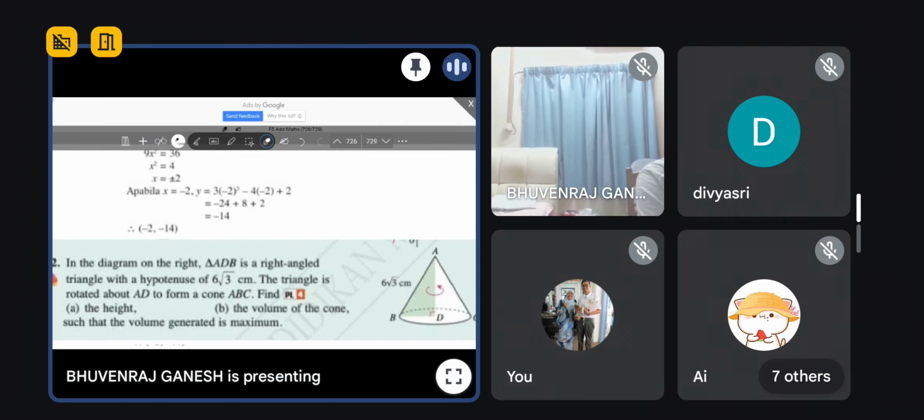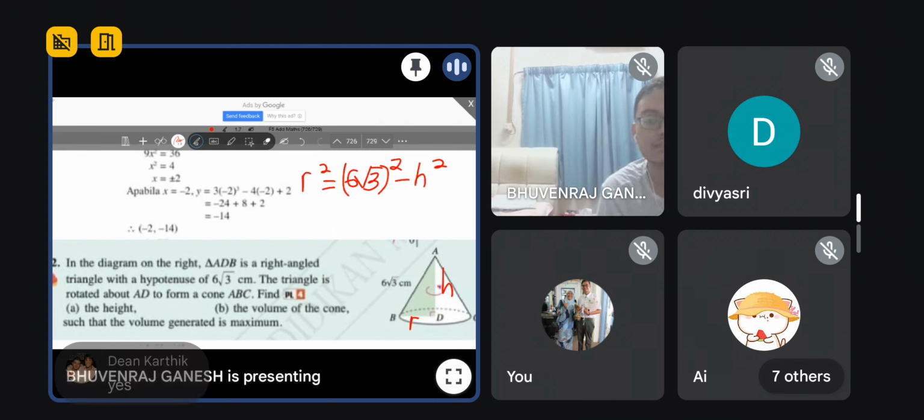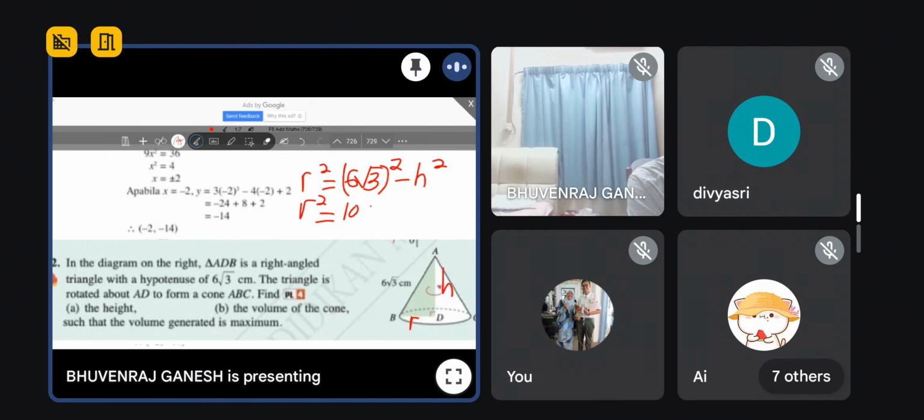Let's say the radius I use r, the height I use h. The equation will be r squared equals (6√3) squared minus h squared. Correct? Based on Pythagoras theorem. Now simplify: r squared equals 108 minus h squared. So r equals the square root of 108 minus h squared. That's the first equation. Okay, not enough. We need a second equation.